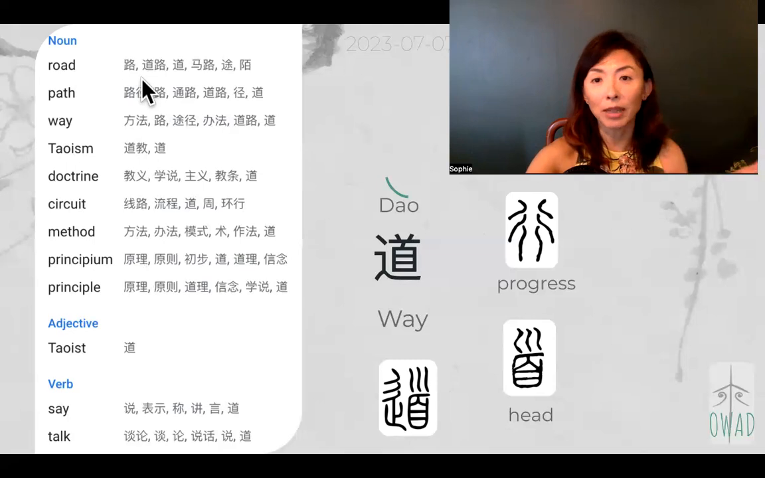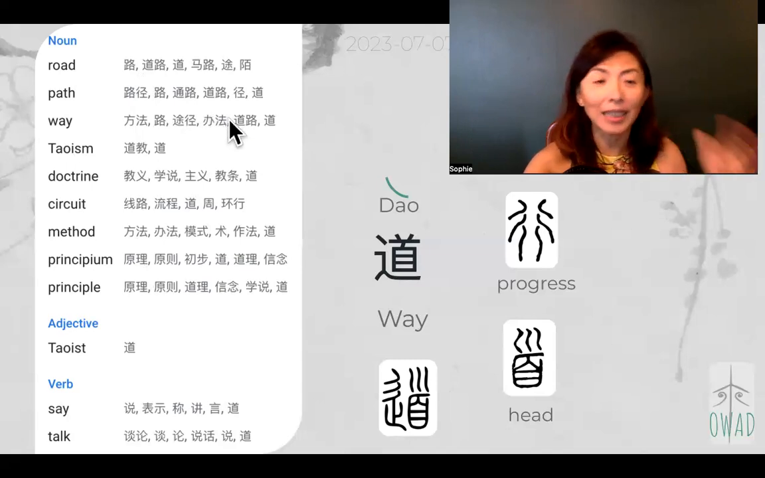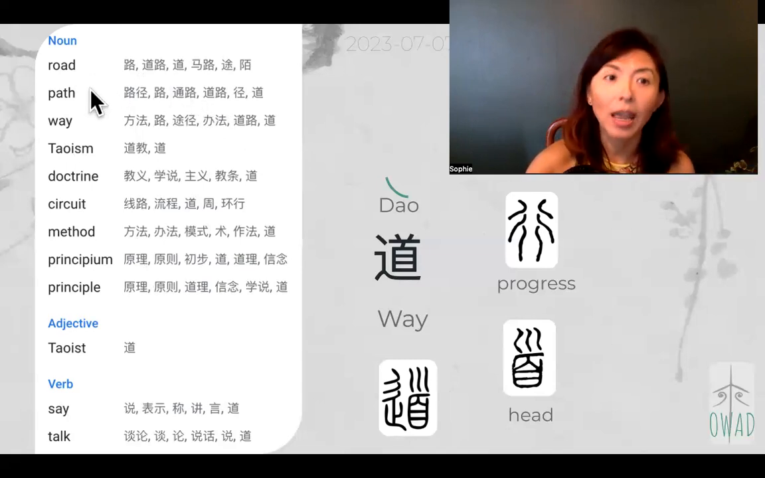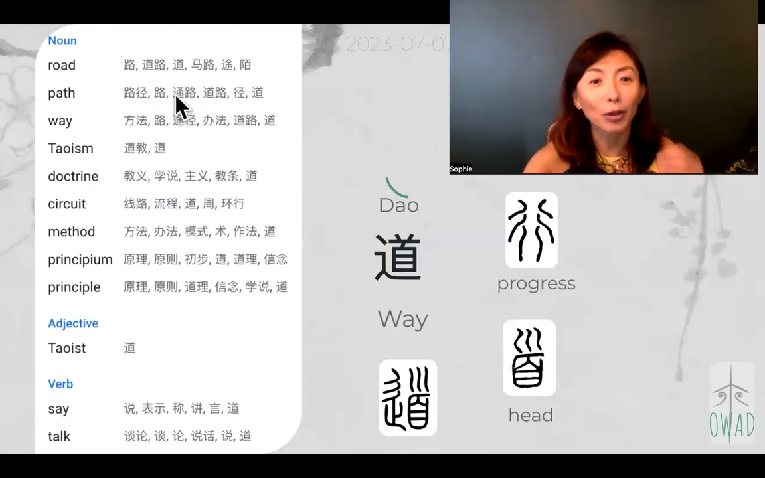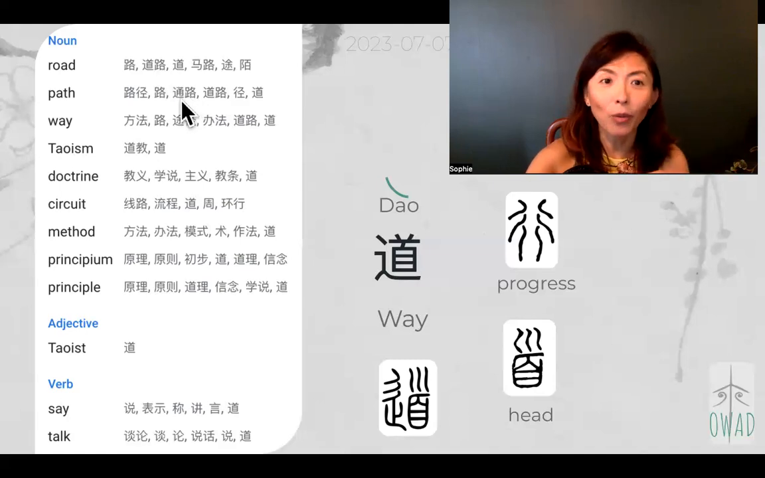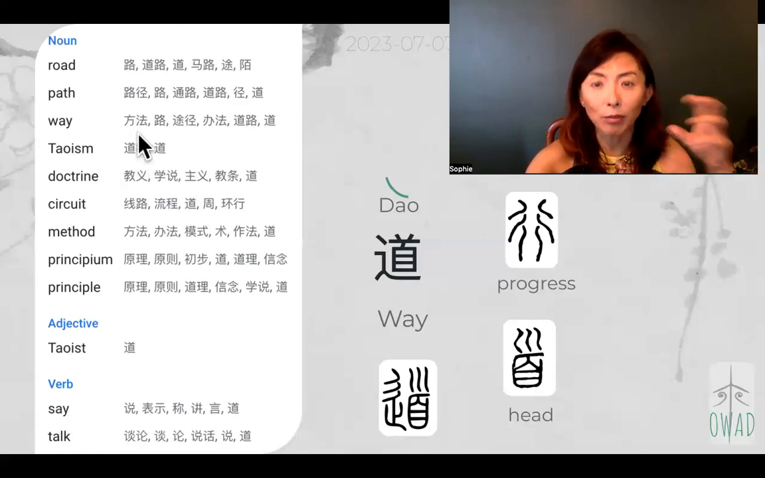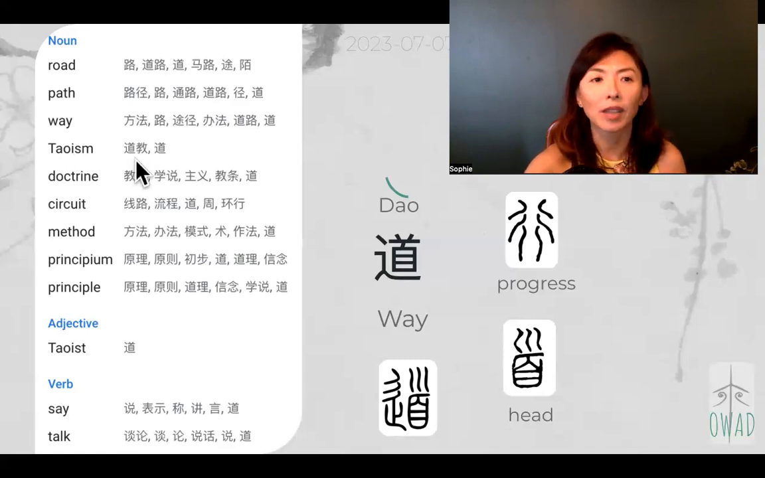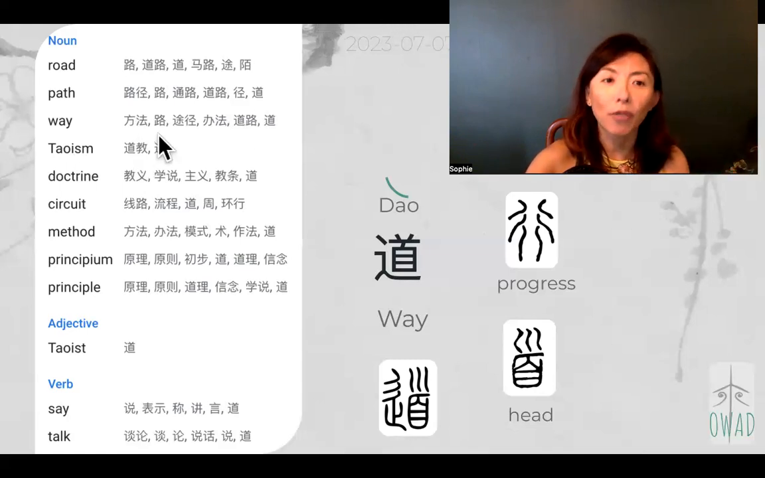So Dao Lu simply means the road. It can be freeway or off-road, city road, all that. It's road. And then path, 路径. Or 通路, paired with 通, that means path, that through path. And then we have way, like again here, 道路 means this is the way you're going to walk on. And Taoism, 道教, 教 means teaching. So Tao teaching means it's the religion, the philosophy or school of thought.